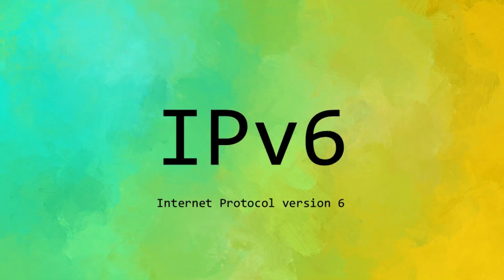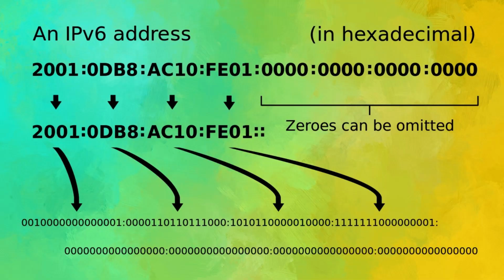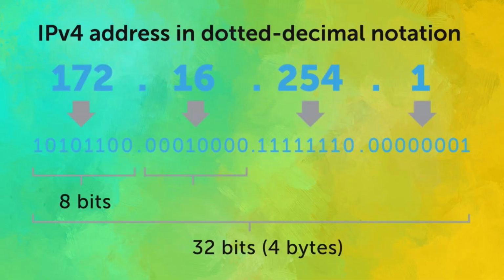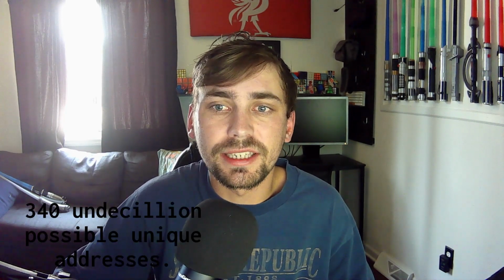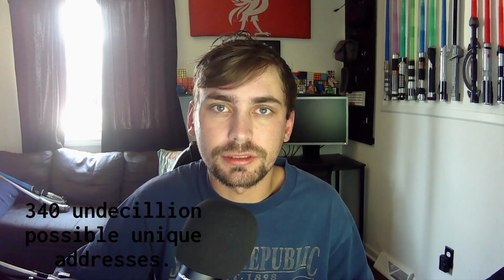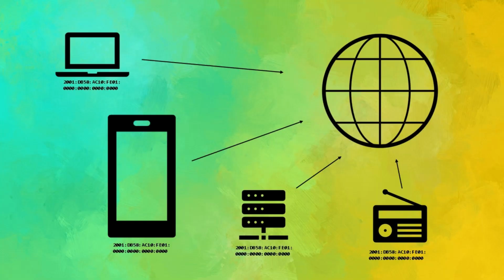So IPv6, or Internet Protocol version 6, was developed to help replace IPv4. IPv6 uses a 128-bit address compared to IPv4's 32-bit address. This 128-bit address means that there will be roughly 340 undecillion possible unique addresses. This allows for a much larger number of devices to be connected to the internet.